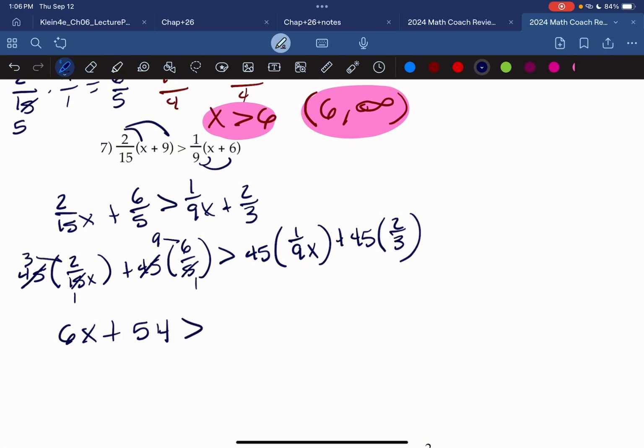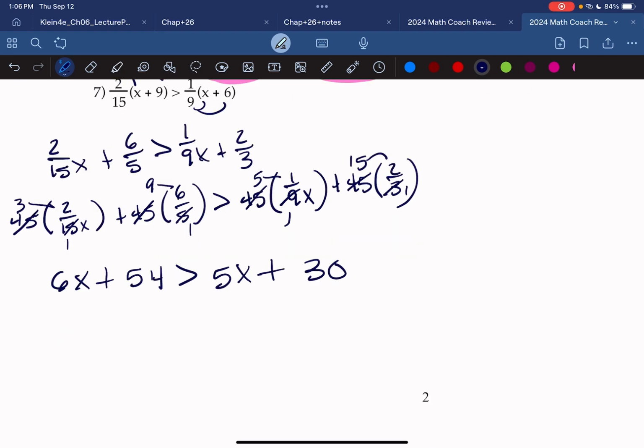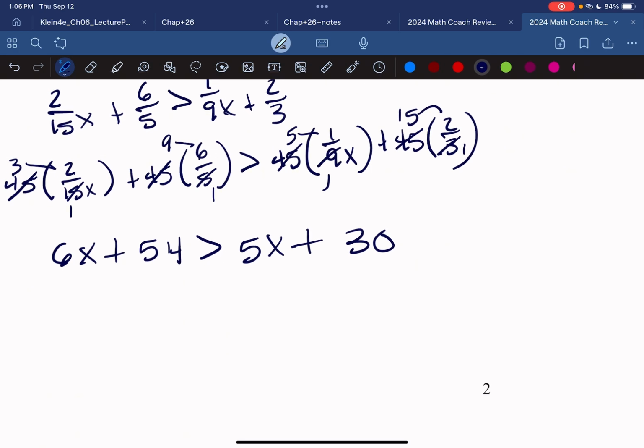Is greater than 9 divided by 9 is 1. 45 divided by 9 is 5. 5 times 1 is 5, so 5x plus 3 divided by 3 is 1. 45 divided by 3 is going to give us 15, and 15 times 2 is 30. Now, doesn't that look easier to work with? Combine like terms and we solve it like a regular equation now.